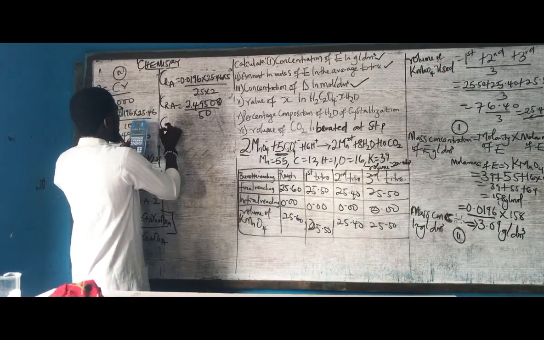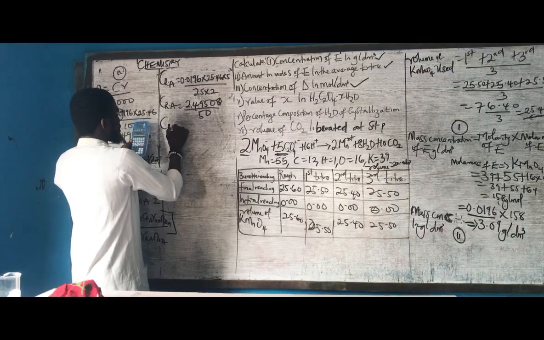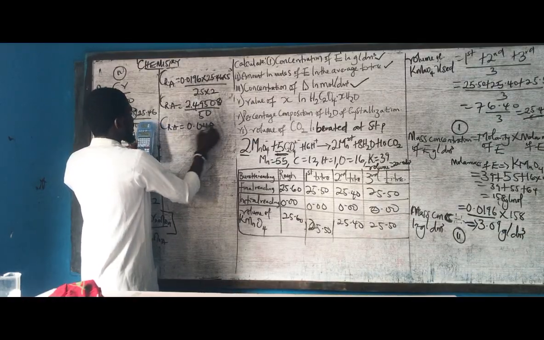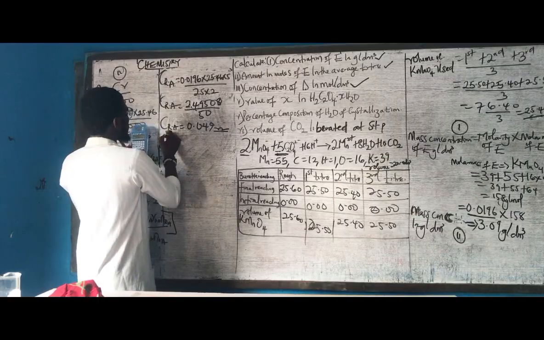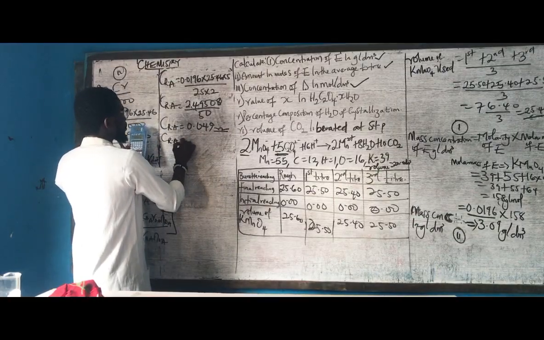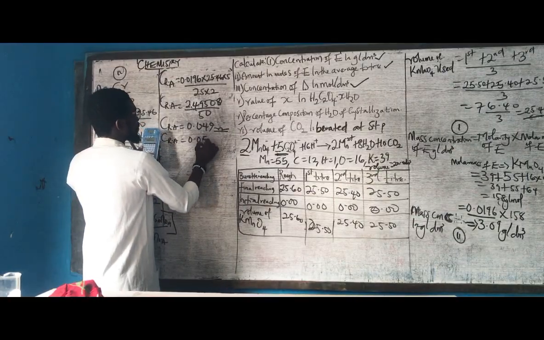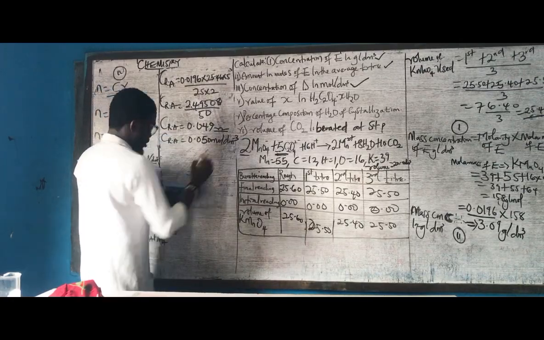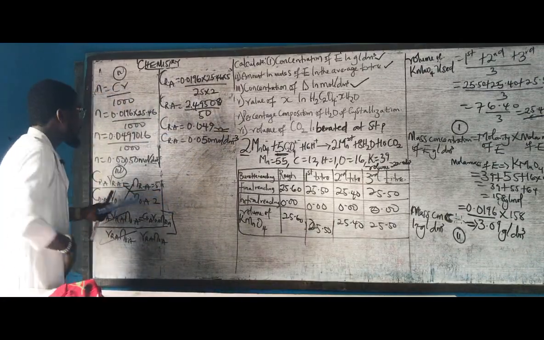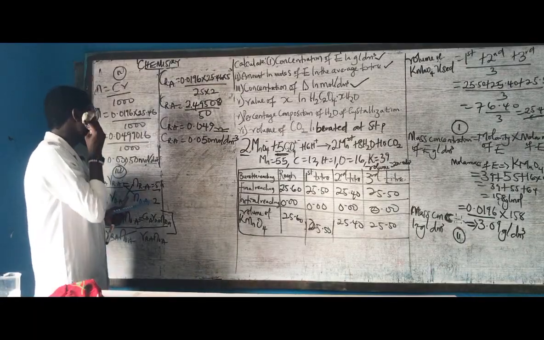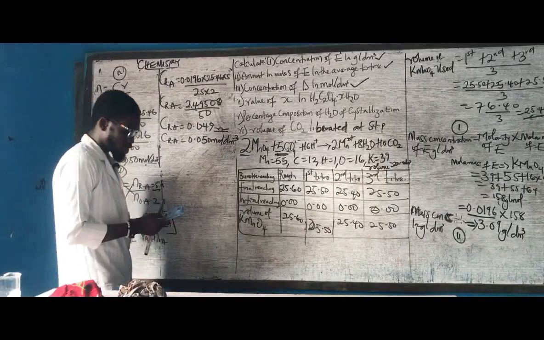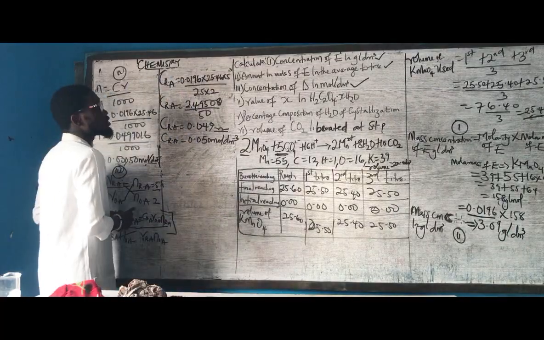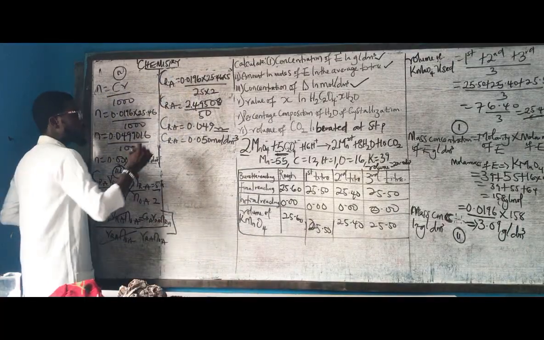So we have our CRA equal 0.049, and this is approximately CRA equal 0.050 mole per dm cube. Now that we have this, the next thing to do is to calculate the next one, which is the value of x in the oxalic acid. We don't know the value of x.